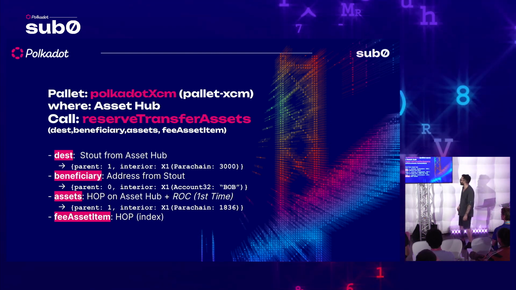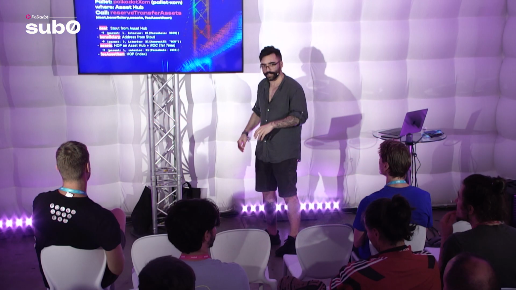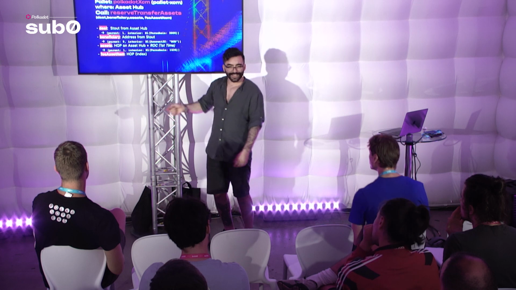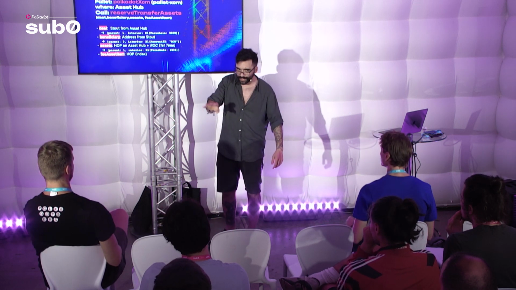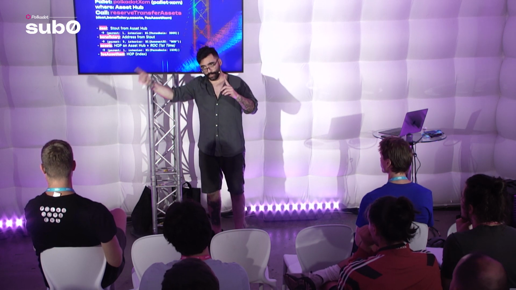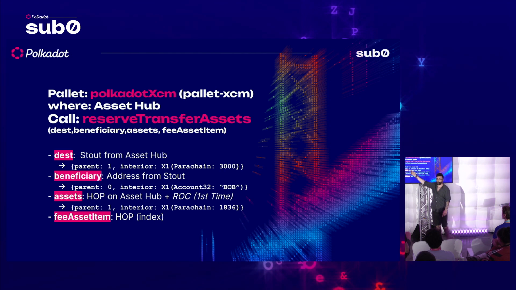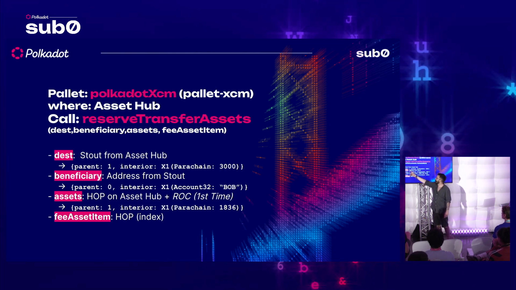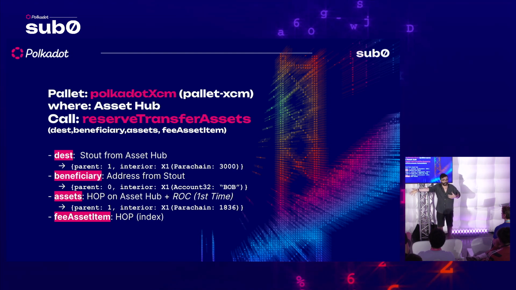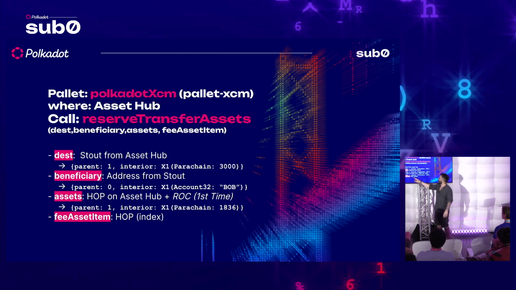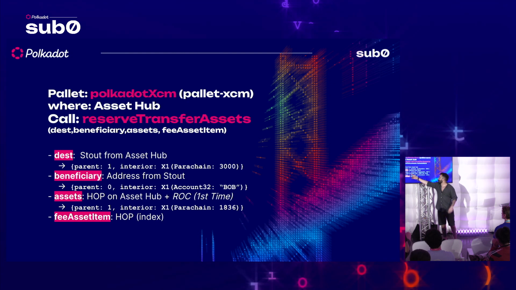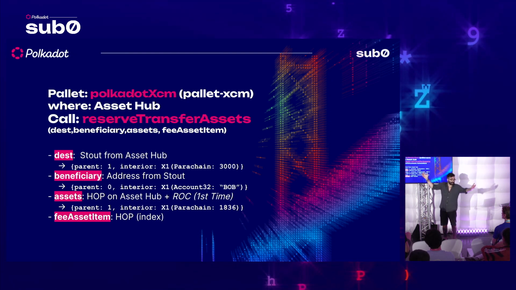I will manage to have a couple of minutes to do so because I tried to rush it. So we do this reserve asset transfer, and the only small tricky thing to do is that it is a regular reserve transfer asset from Asset Hub into Stout. What is the destination? Basically Stout from the perspective of Asset Hub, the beneficiary, the address where we want to get that hop in Asset Hub, and which assets are we going to reserve transfer? And this is the cool part. We are going to, of course, reserve transfer the hop, which is the whole main story of this.